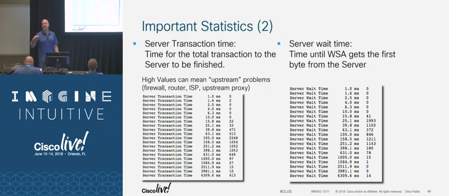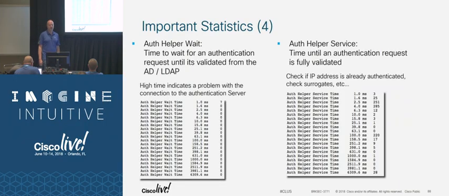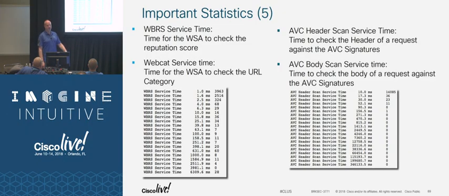Are we seeing a DNS issue? Like, are we waiting a long time for the server to send traffic? How long does it take to do a DNS resolution? Is your DNS server overwhelmed? Well, you can watch those and trend those. How long are we waiting for Active Directory? So is authentication bad? Do you go and beat your server guys up? Are we waiting for Cisco to give us a response? Our WBRS servers, how long is it taking to categorize a site? Maybe Cisco's having some problems.